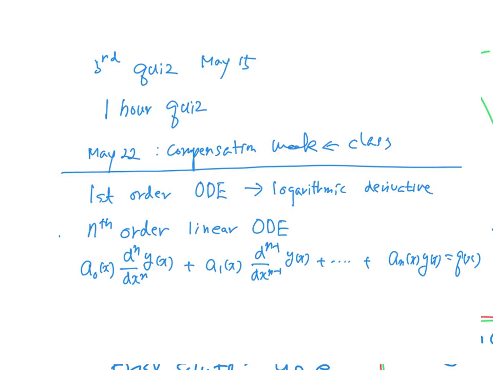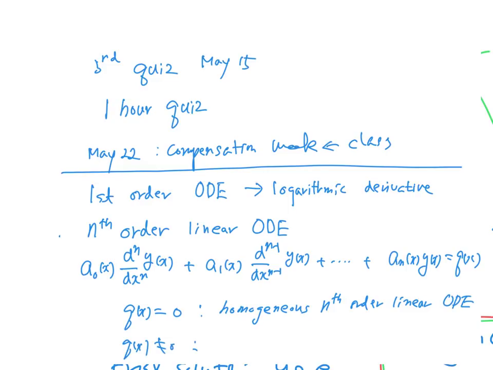And depending on whether q(x) is 0 or not, it is called homogeneous or inhomogeneous. So when q(x) is 0, it's called homogeneous nth order linear ODE. When q(x) is non-zero, it's called inhomogeneous nth order linear ODE.